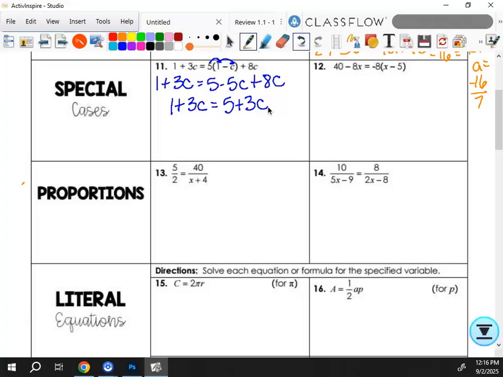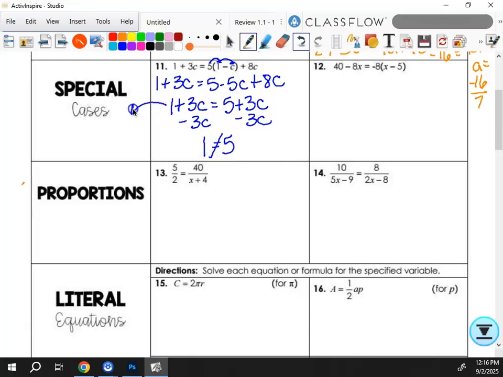Me personally, I always move the variables first, probably just because that's how it was drilled in my brain. So I'm going to subtract 3C from both sides. That will leave me with 1 equals 5. Does 1 equal 5? No, we get a false statement.